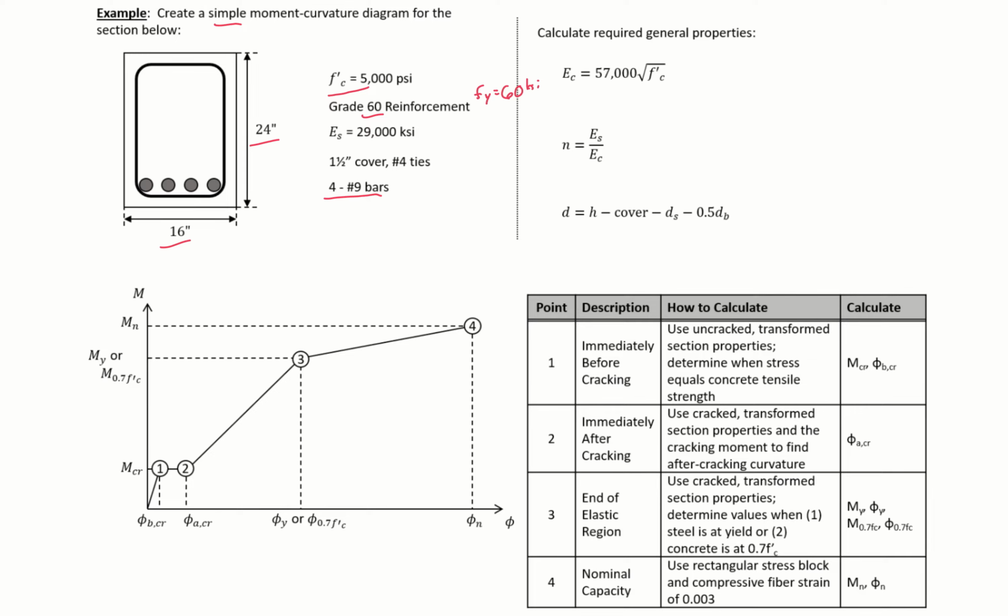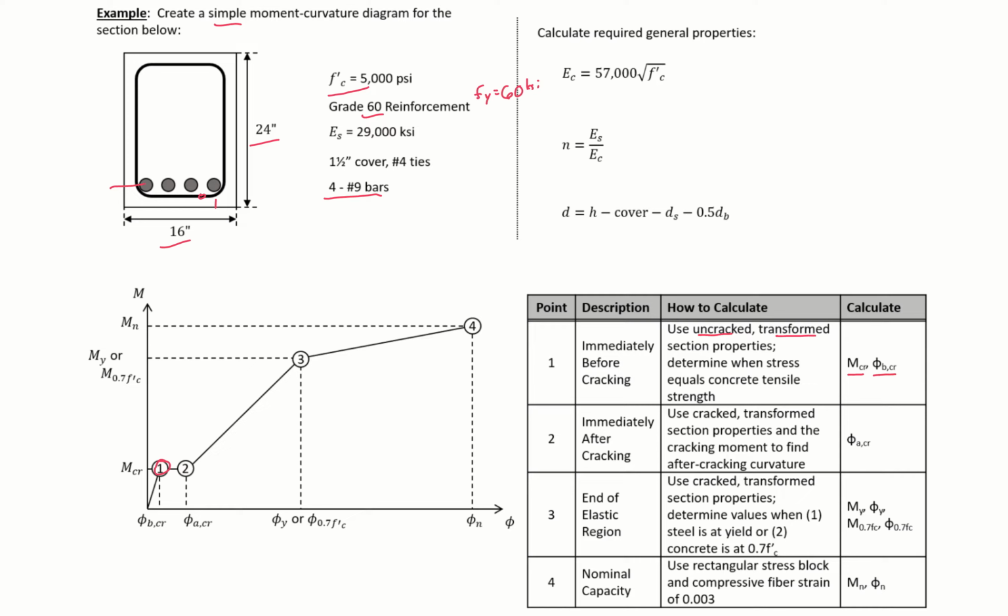We have stiffness of our steel, 29,000 ksi, 1.5 inches cover, and number 4 ties to give us the location of our bars, which we'll calculate. The 4 points that we're going to calculate for our simplified moment curvature diagram are, first, our immediately before cracking point, point 1. To find this point, we're going to use our uncracked transformed section properties, and we're going to calculate our M cracking and our curvature before cracking.